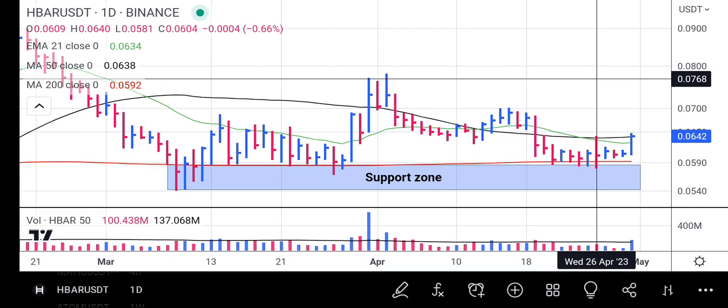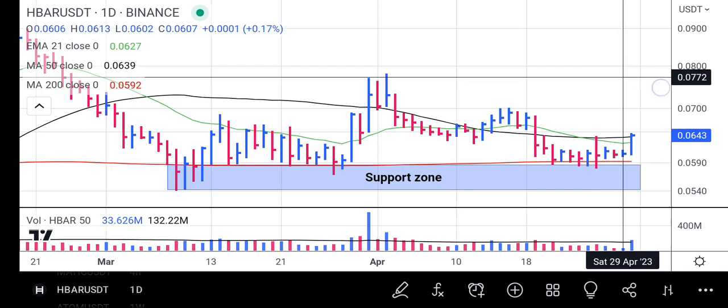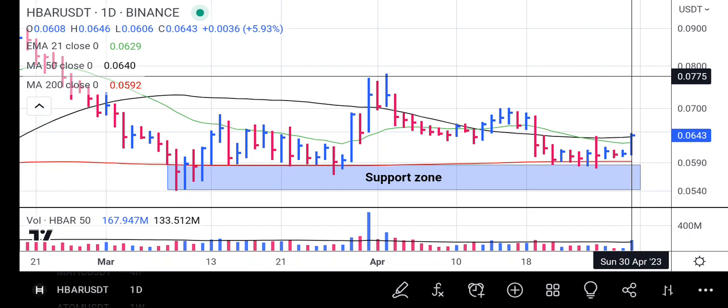HBAR produced about 3 inside bars after the outside bar, and the current bar now is rising above the 50-day moving average, and the volume too is rising above the average volume. What this is telling us is that at the moment HBAR has found a bottom on the 200-day moving average and a rally is picking up.